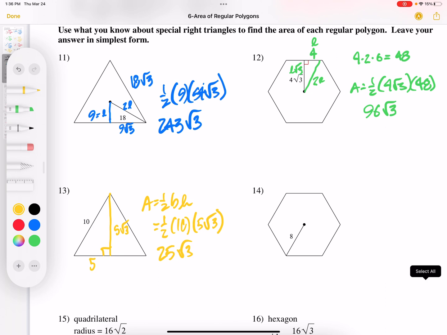And here on this last one, I've got a radius of 8. All right, so this is 2L, this is L, and this is L square root of 3. So L is going to be equal to 4. This is going to be 4 square root of 3, which is the exact same answer as number 12. Because this one has the apothem of 4 square root of 3, this one has 4 square root of 3. So that's 96 square root of 3. Booyakasha.